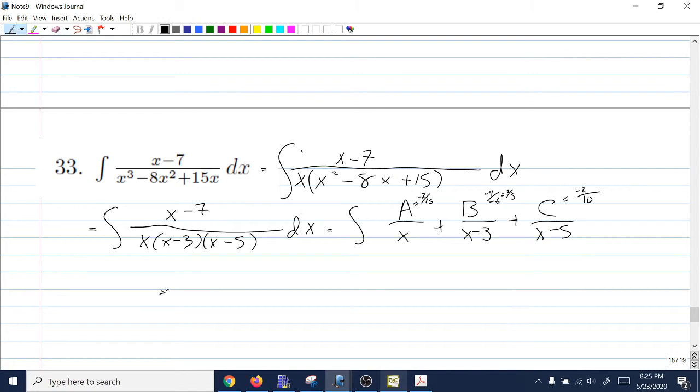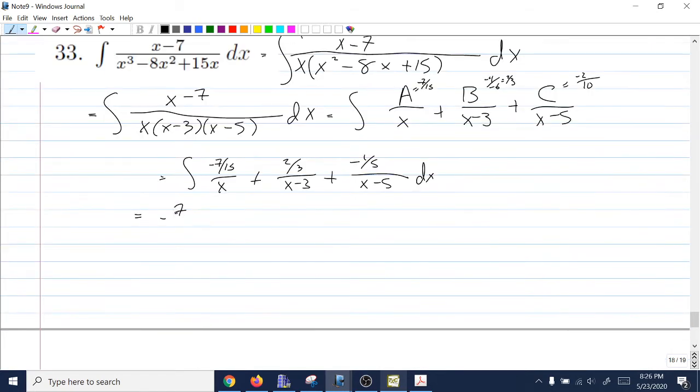I'm now trying to integrate negative 7/15 over x, 2/3 over x minus 3, negative 1/5 over x minus 5. I can do that. It's negative 7/15 natural log absolute value x plus 2/3 natural log absolute value x minus 3 minus 1/5 natural log absolute value x minus 5 plus a constant.